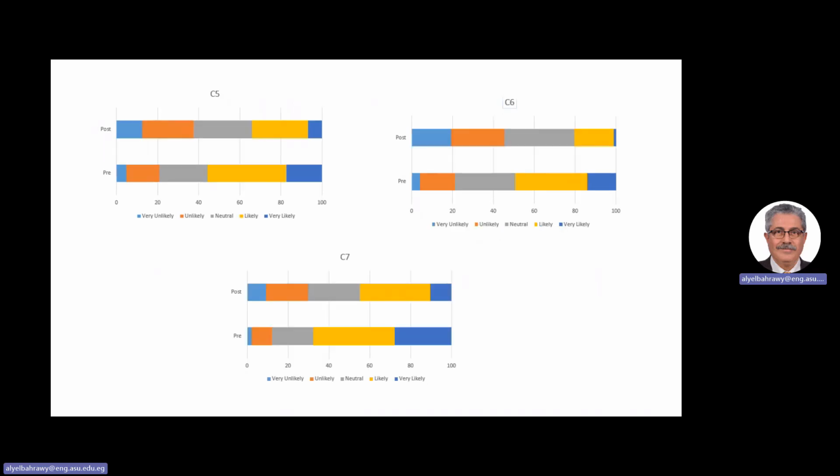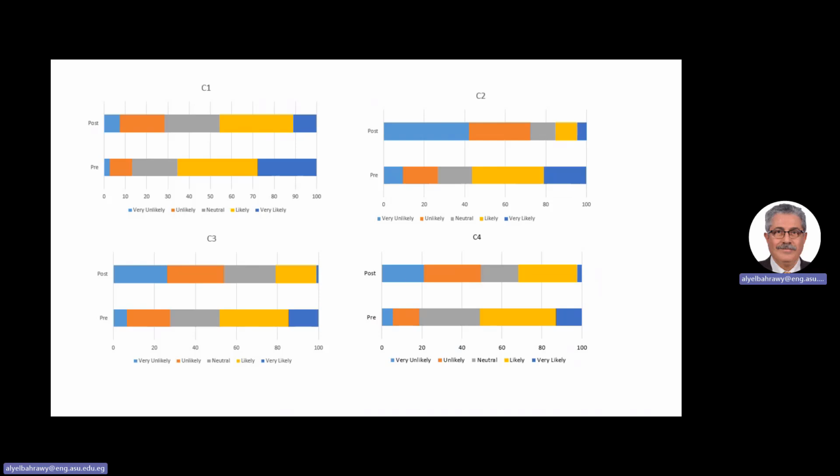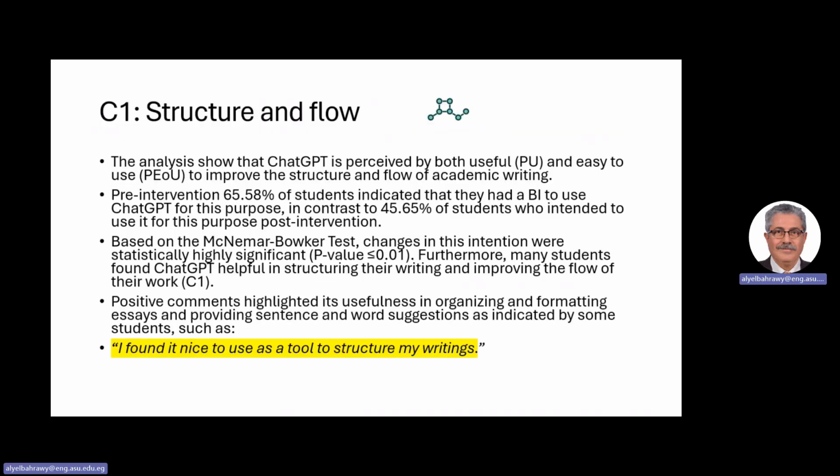I repeated this, of course, for the 7 academic writing characteristics, C1 up to C7. For C1, structure of flow, in this series of slides, I will concentrate on the answers to the open-ended questions by students. They said, I found it nice to use as a tool to structure my writing. For C2, they said, I didn't know it could be as wrong as this.